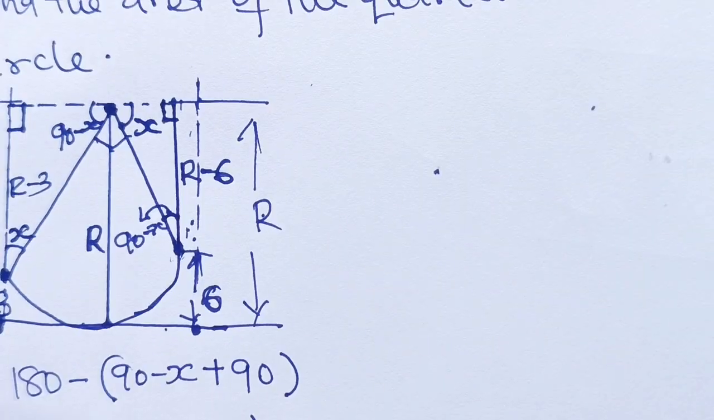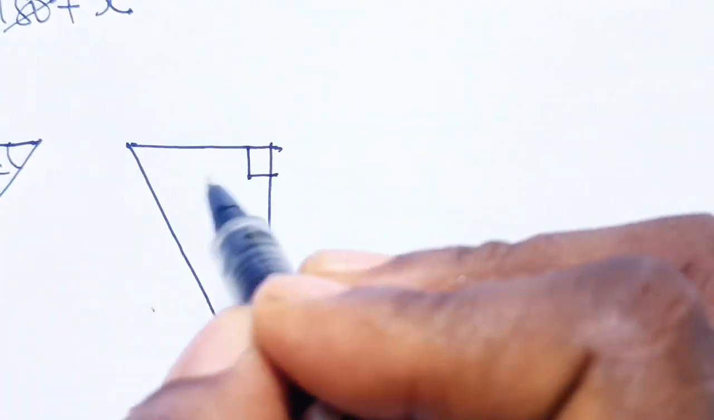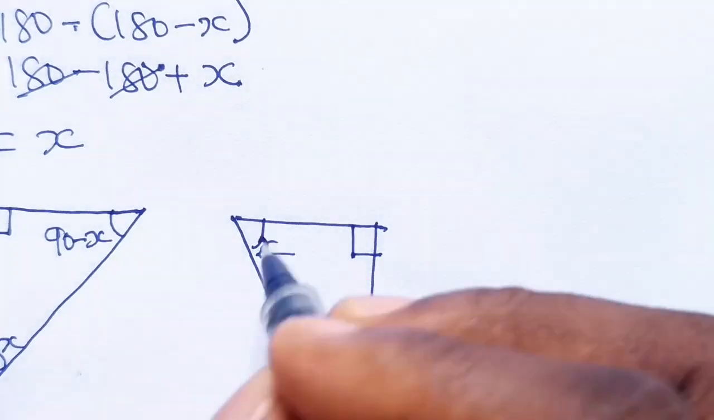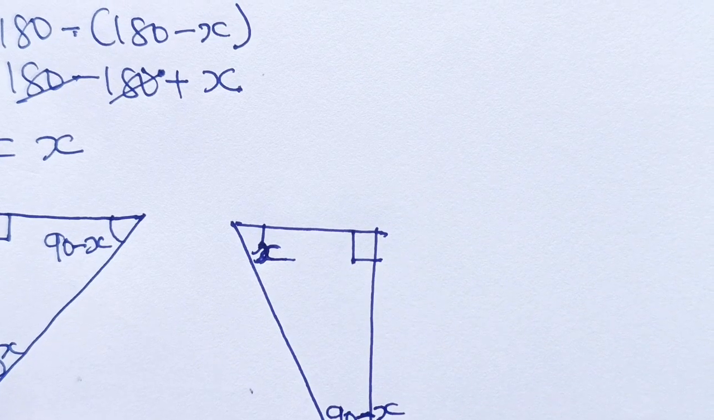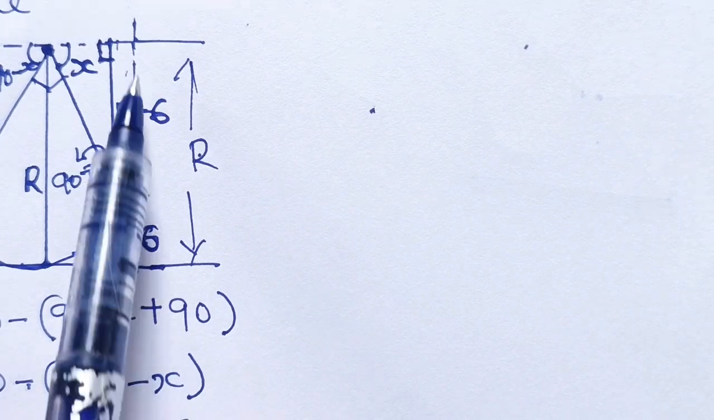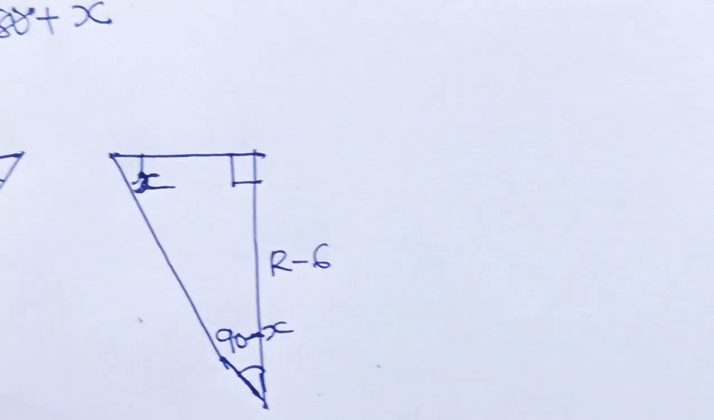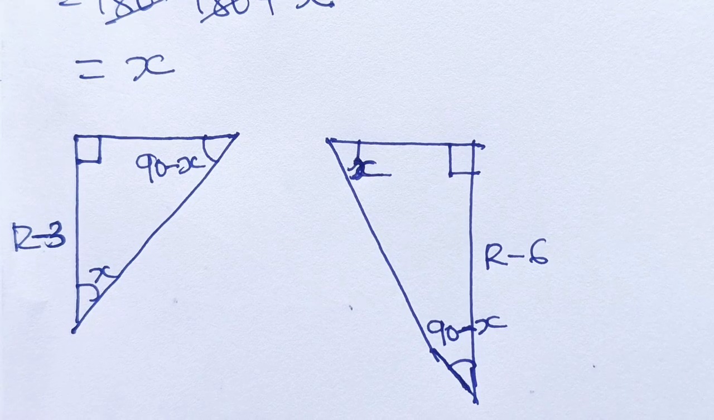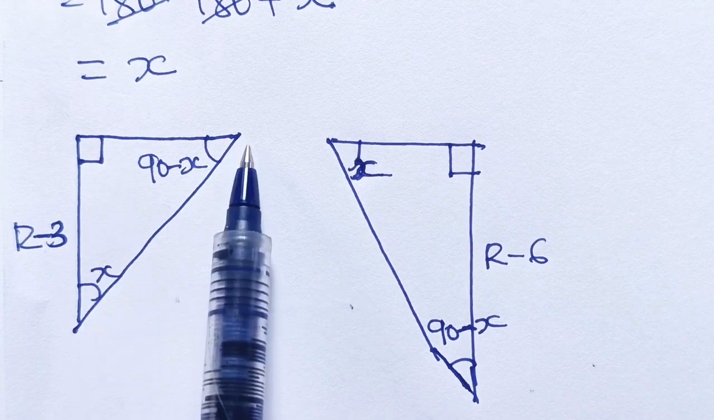Now similarly for this one, here is 90, here is x, and here is 90 minus x. So we have here 90, this is x, and this is 90 minus x, and the side is r minus 6. So we have r minus 6 here. Now let us consider these two triangles. When you look at these two triangles, you notice that they are congruent. Why? They have the same angle.